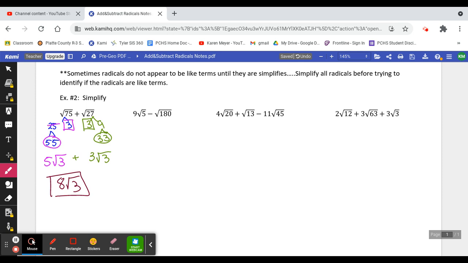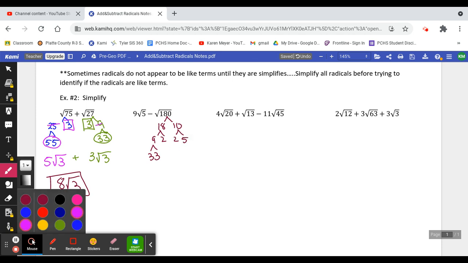Okay, on the next one, square root of 5. I can't break that down with a factor tree, but 180, I can break that down. So I'm going to choose 18 and 10. 18, I'm going to do 9 and 2. 9, I'm going to go 3 and 3. 10, I'm going to go 5 and 2. So I got a group of 3s, a group of 2s, and a leftover 5. So that would be 3 times 2, square root of 5. So 6 square root of 5.